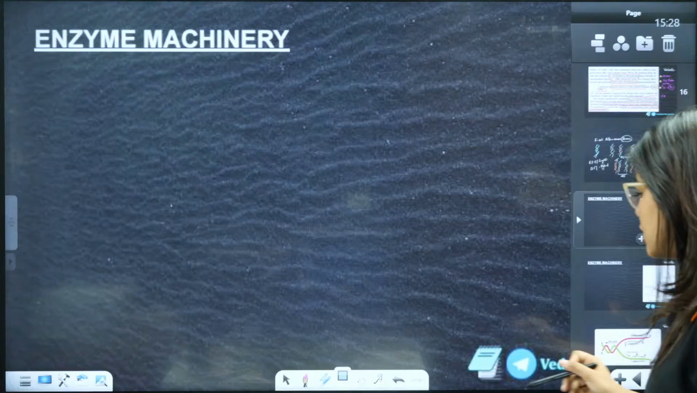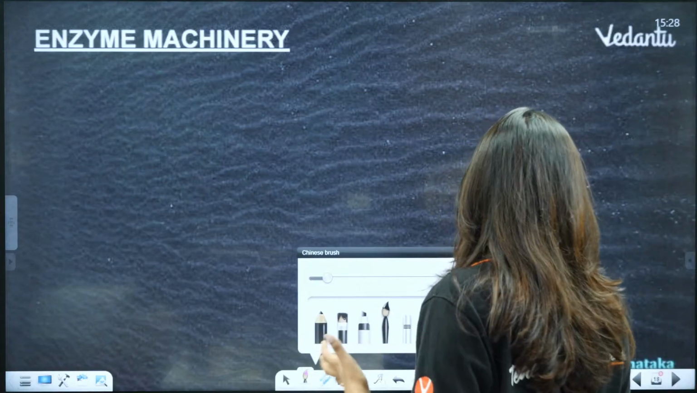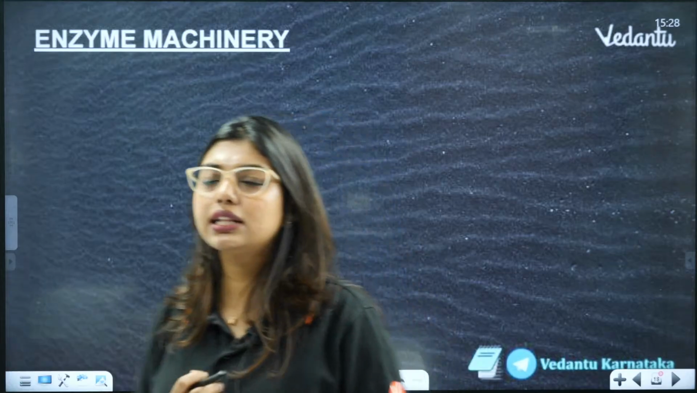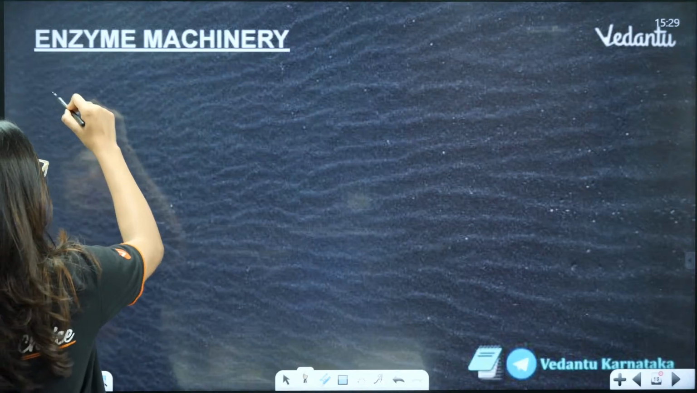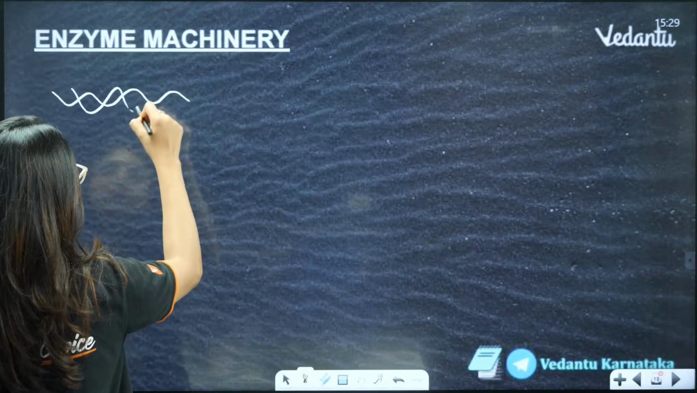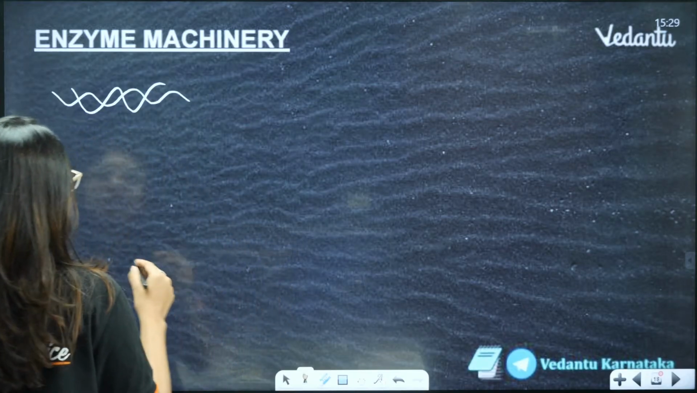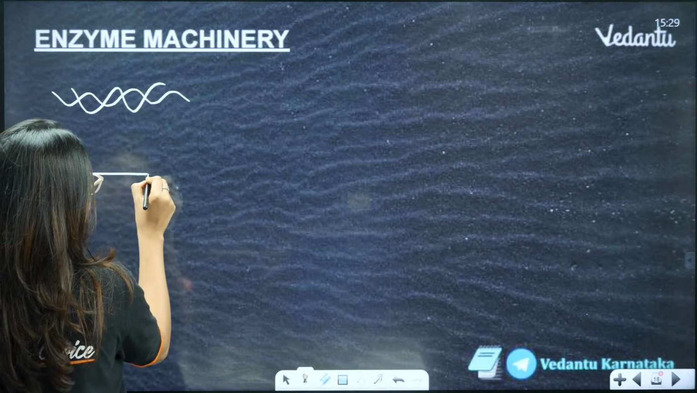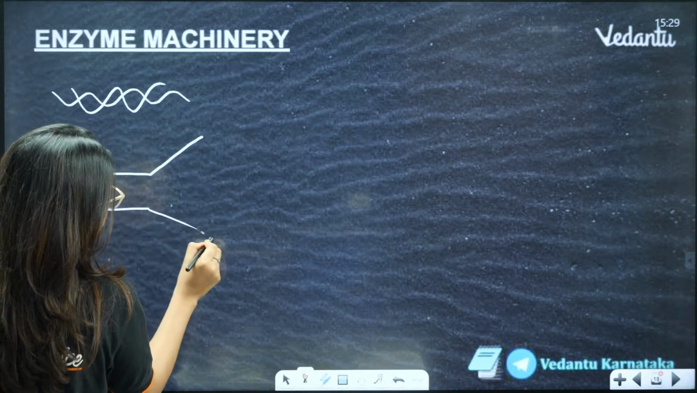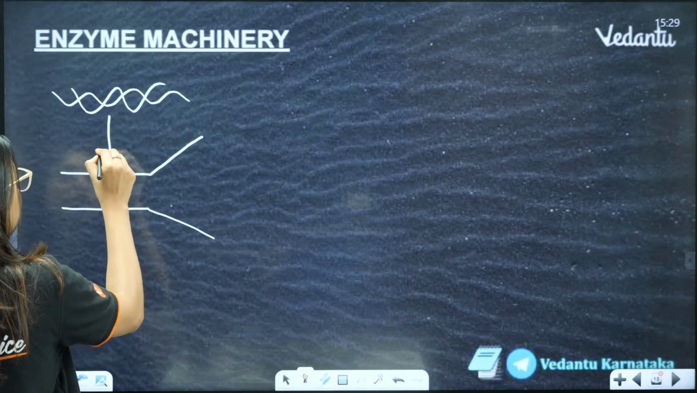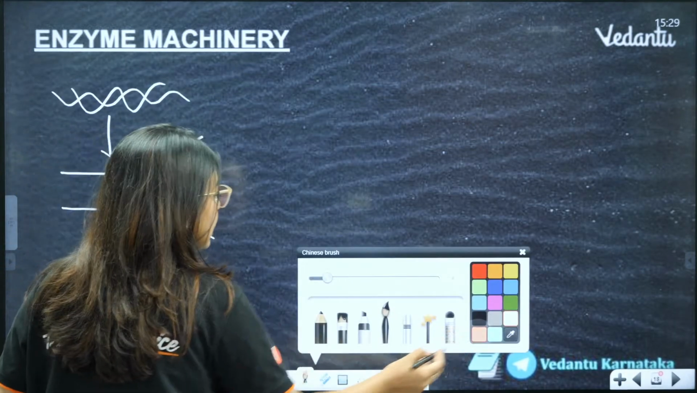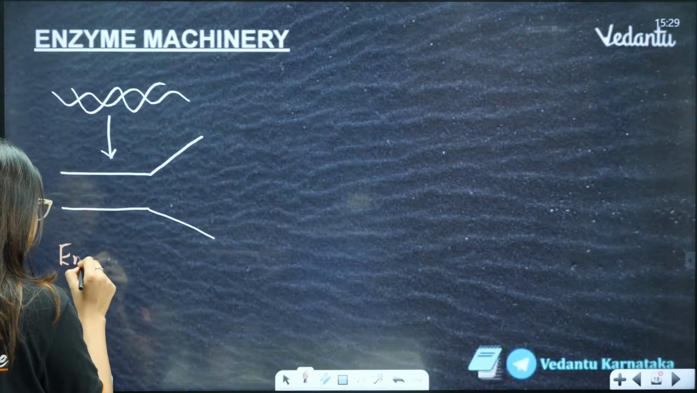Now, enzyme machinery, students. How do we separate these two strands? It is not easy to separate the parent strands. It's not an easy job. We have to separate the strands with the help of enzymes, correct? For DNA replication to happen, I need to make sure my strands are like this. Then only I will be able to work. Now, how do I go from here to here? I will be using my enzyme machinery.